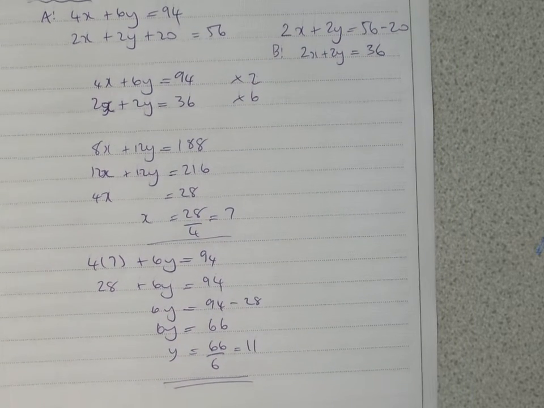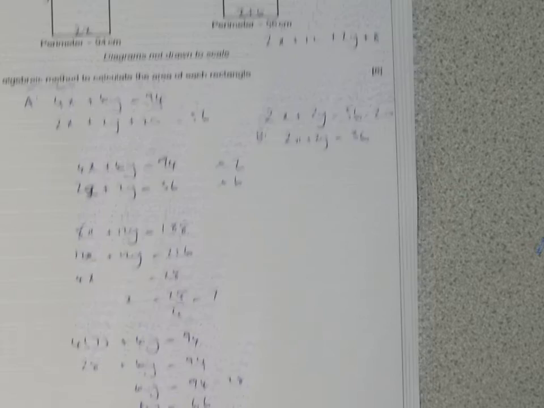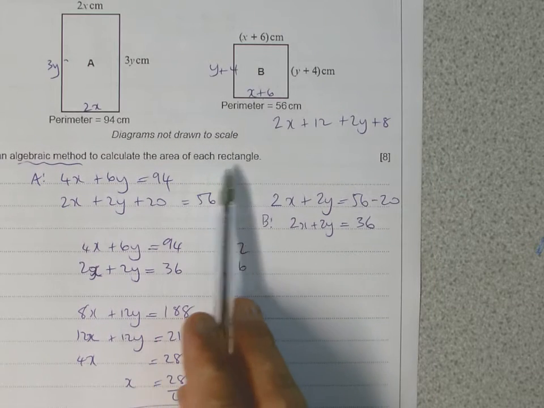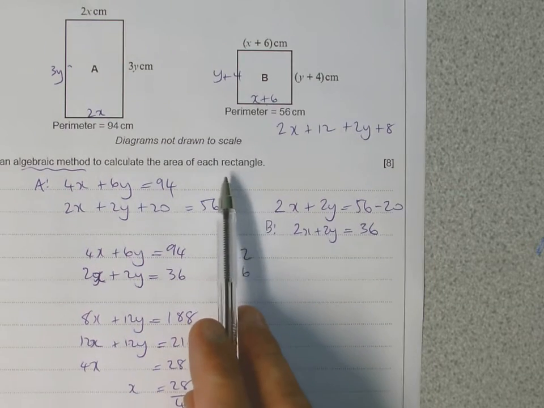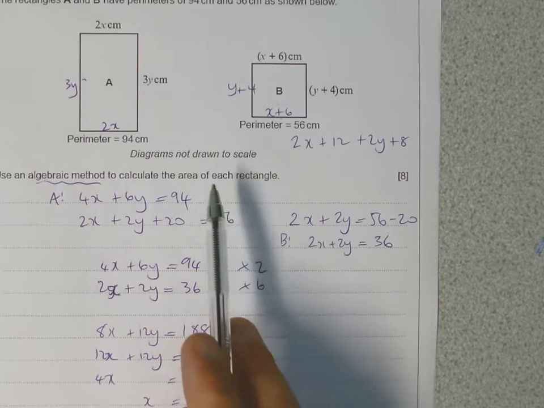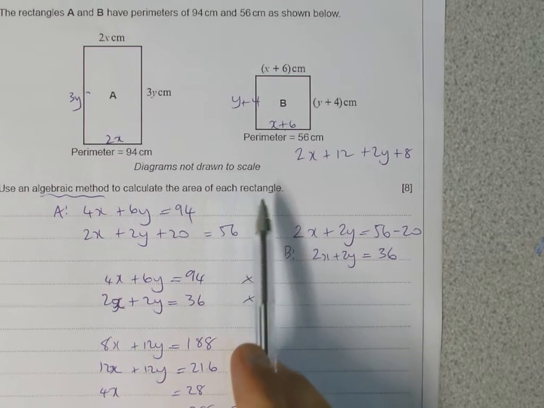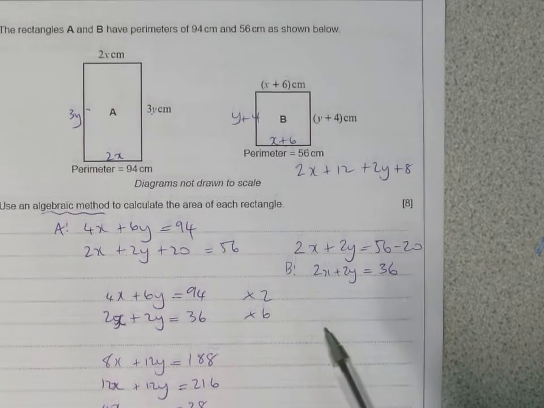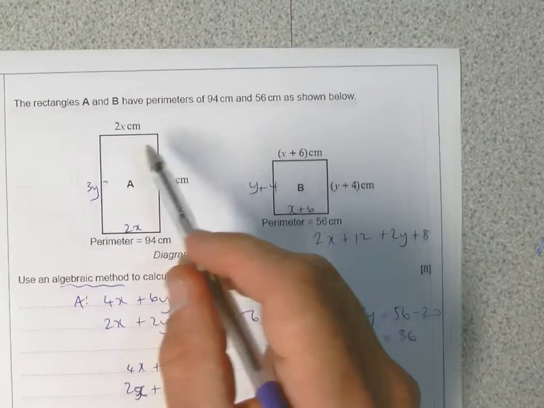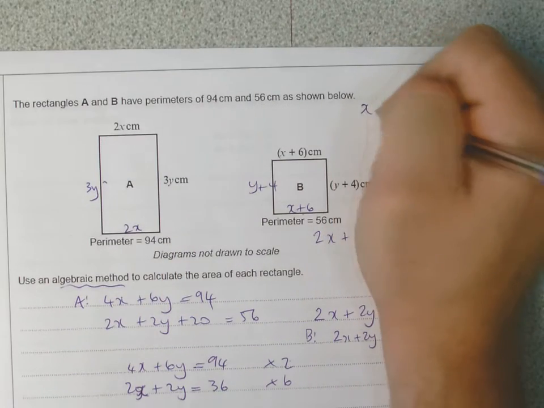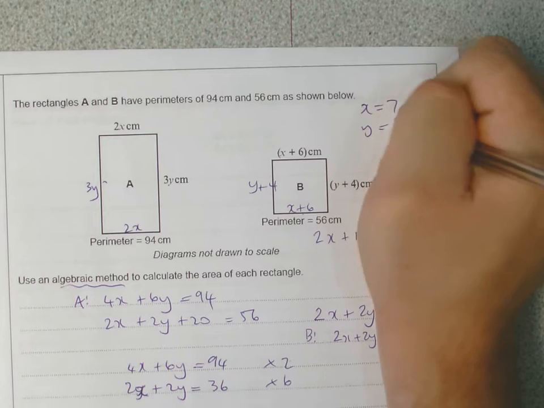Now we're not quite there, we're not quite done, because if you remember back to the start, it said work up the area of each rectangle. Okay, of course, area is length times width, isn't it? So what I would do is I'd go back up here and I'd write down what my answers were. x was equal to 7 and y was equal to 11.